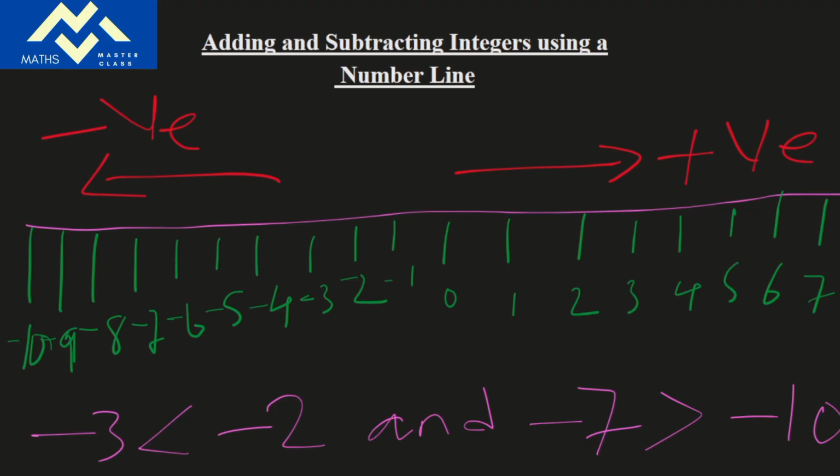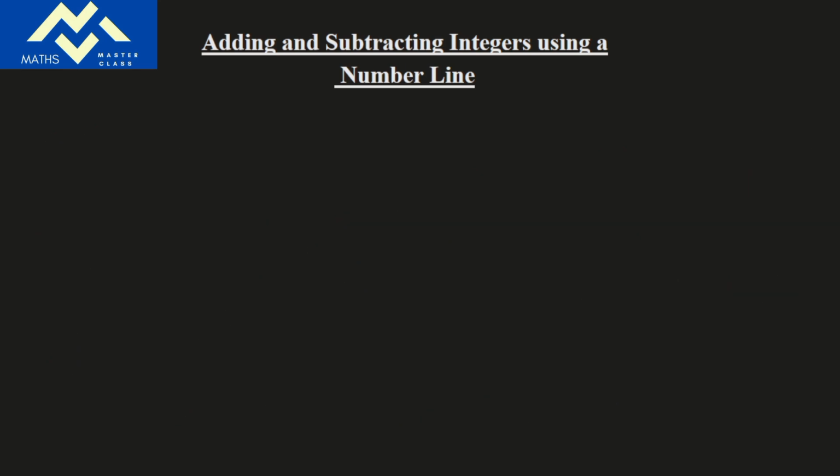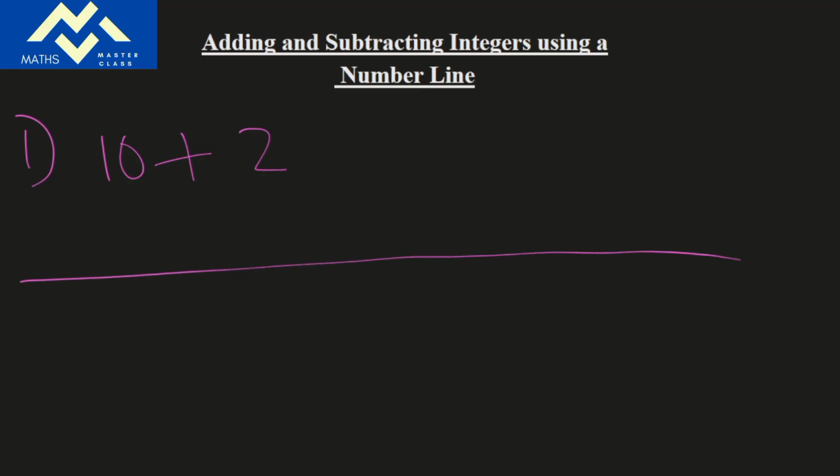Now that we understand the number line, let's apply it. Keep this rule in mind. If we are adding, we move to the right. If we are subtracting, we move to the left. Example 1. 10 plus 2. Draw the number line. Write the numbers.